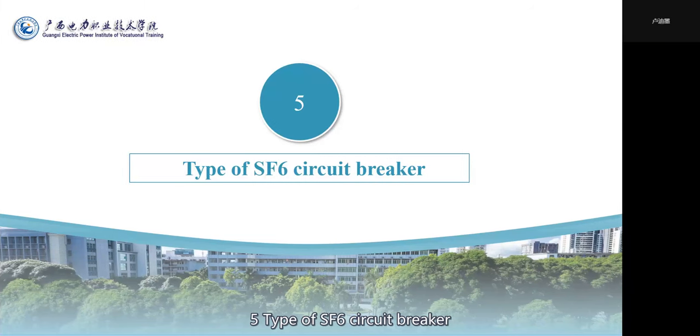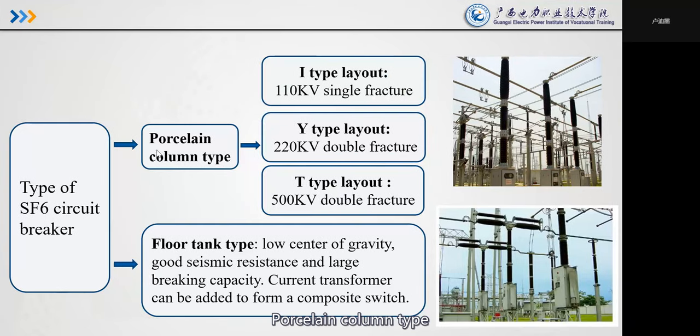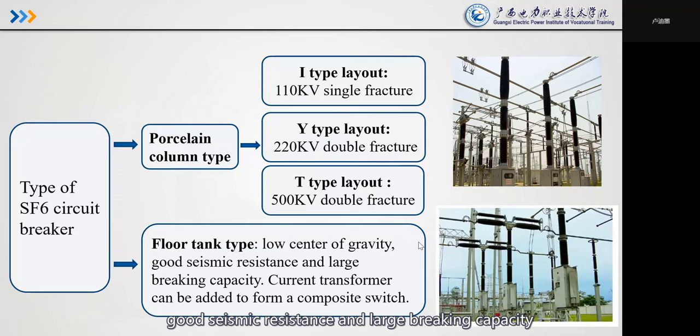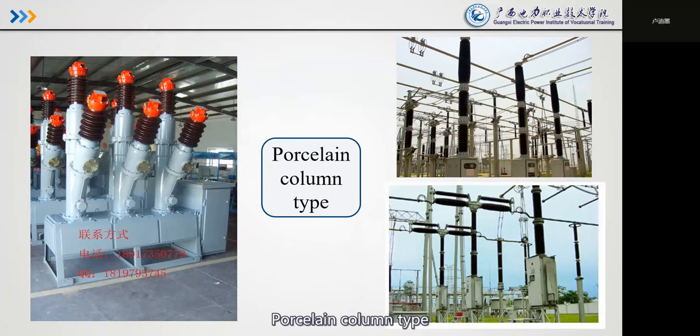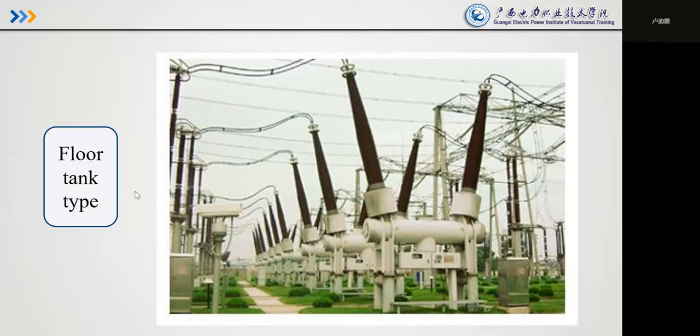Five. Types of SF6 circuit breaker. First is the porcelain column type, and second is the dead tank type, with low center of gravity, good seismic resistance, and large breaking capacity. A current transformer can be added to form a composite switch. Porcelain column type, dead tank type.